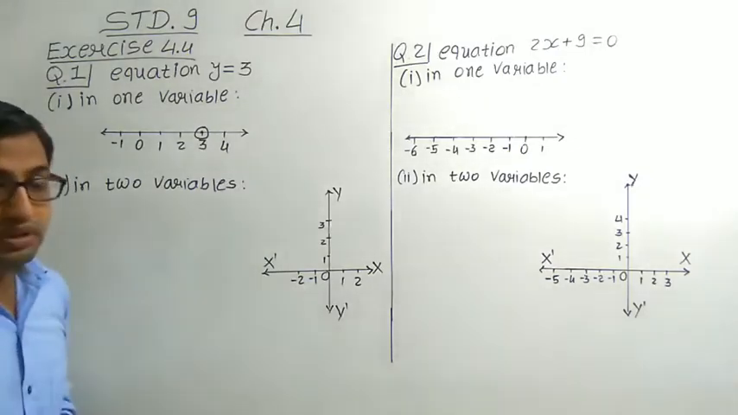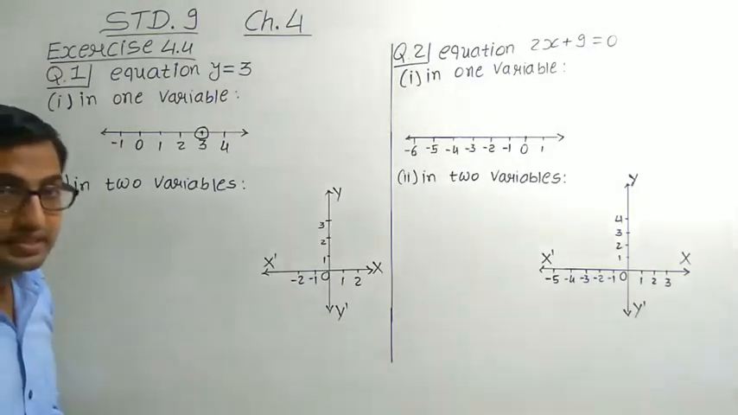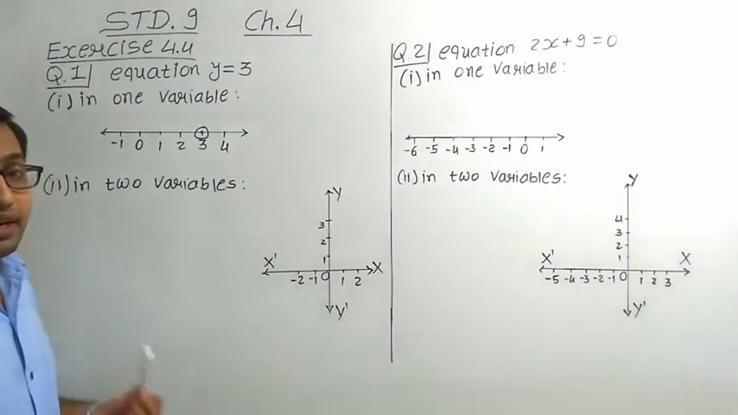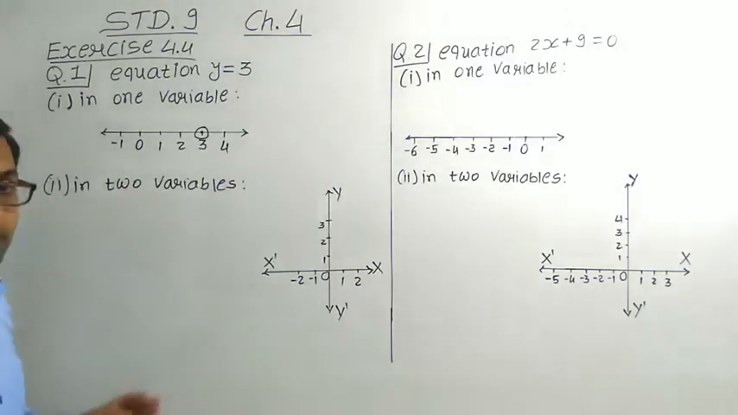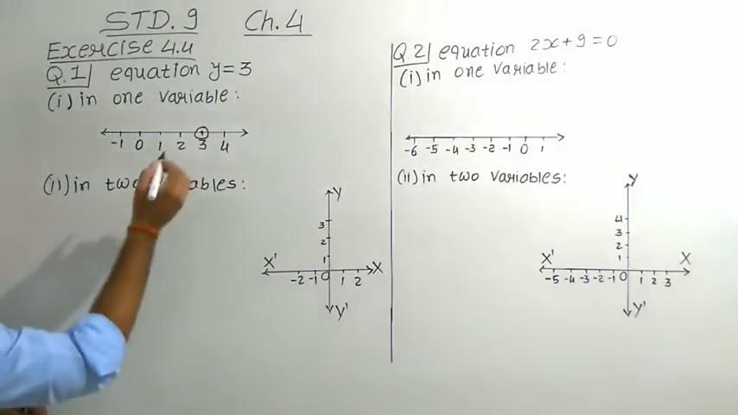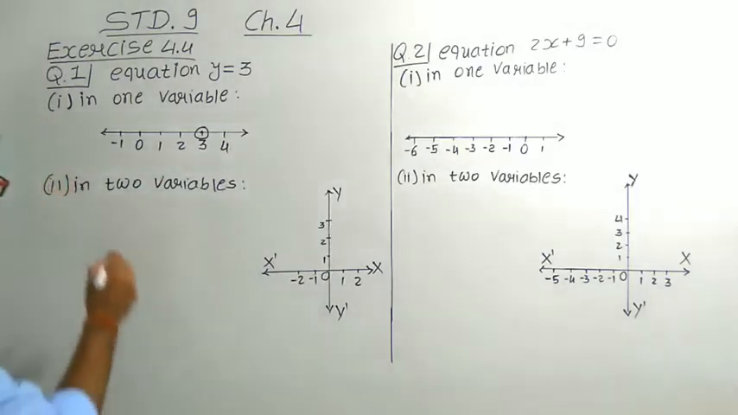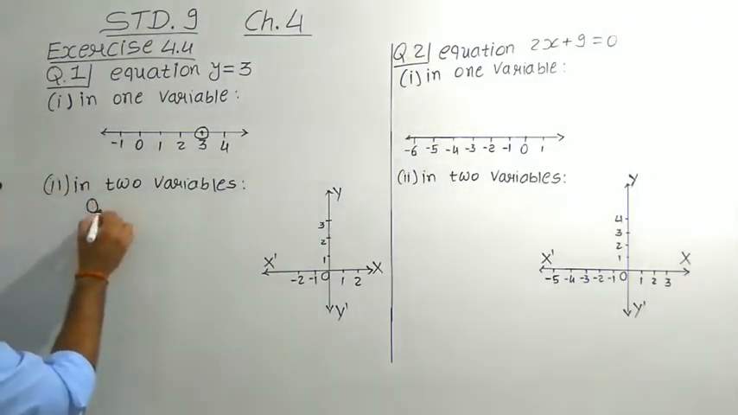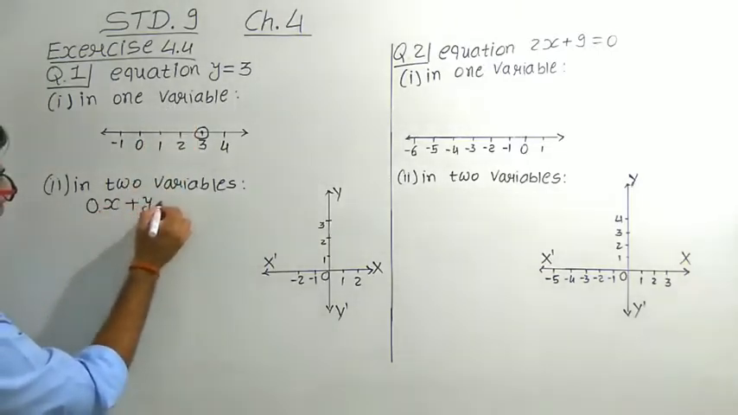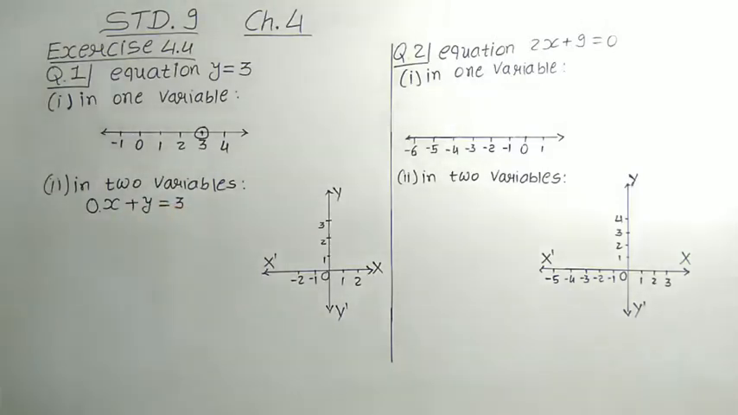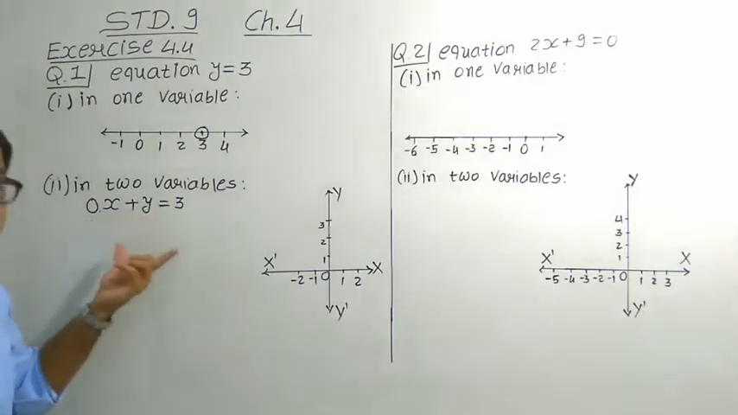There is only one variable. Where is the second variable? The second variable, x, is not given here. So how can we take the second variable? We can write this linear equation in two variables in this way: as there is no variable x, that means its coefficient is 0. So the coefficient is 0, that means 0 into x plus y equals 3. This is how we can represent the linear equation in two variables.